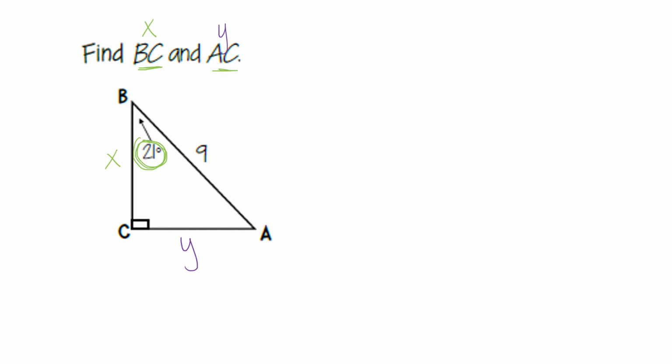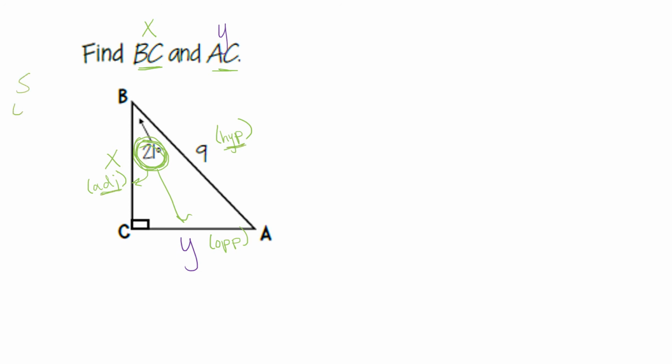Now I want to figure out what I have. All I'm going to do from here is label all of my sides in accordance to this reference angle. So for sure I know that 9 is going to be my hypotenuse. X is the side touching, so that's going to be my adjacent side. And Y is going to be my opposite side. So all I'm doing now is labeling based on this one reference angle. Now if I'm solving for X, I'm going to have the adjacent and the hypotenuse.